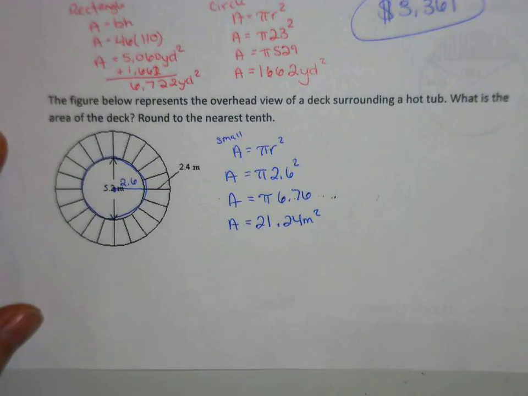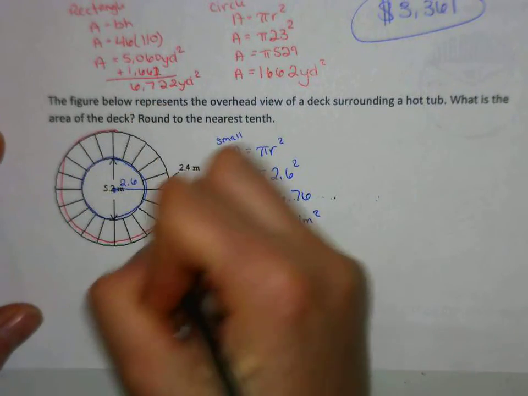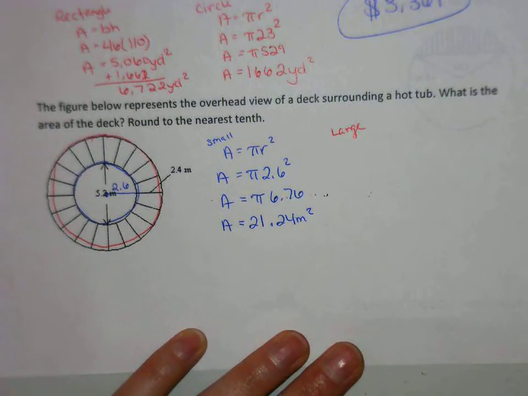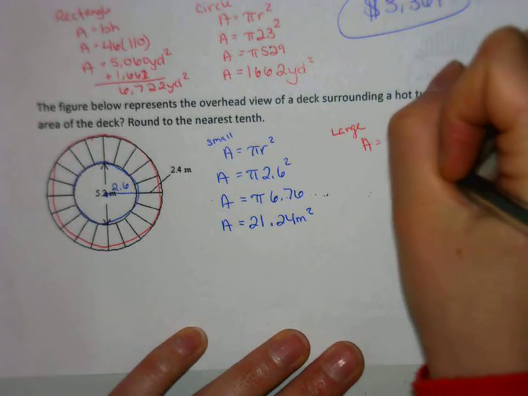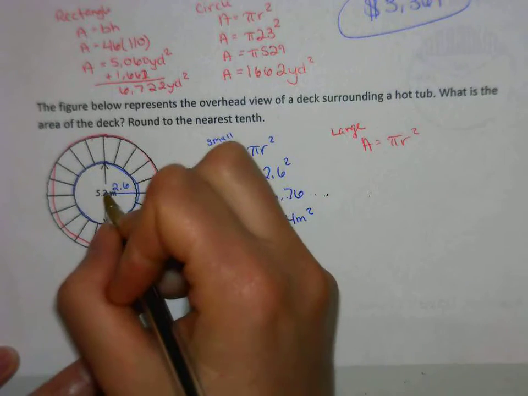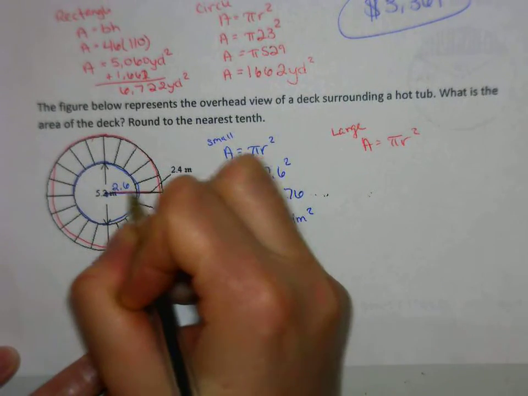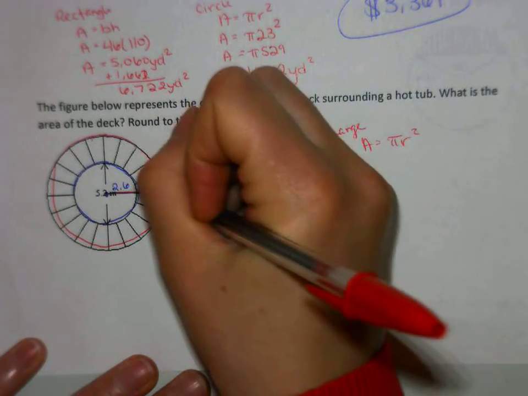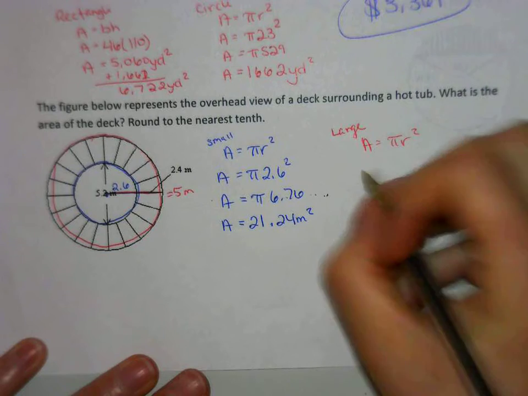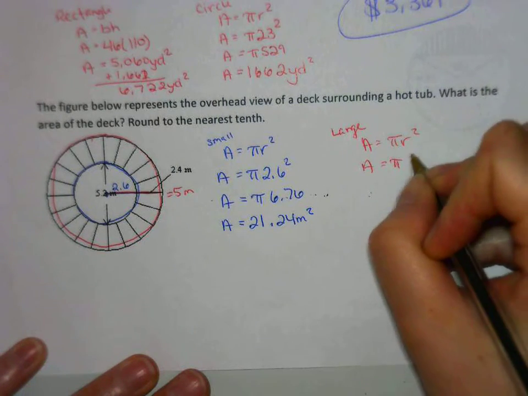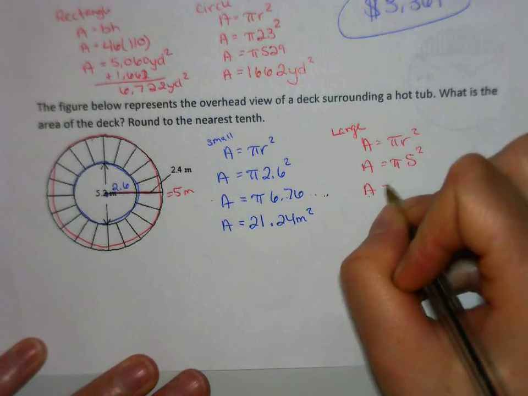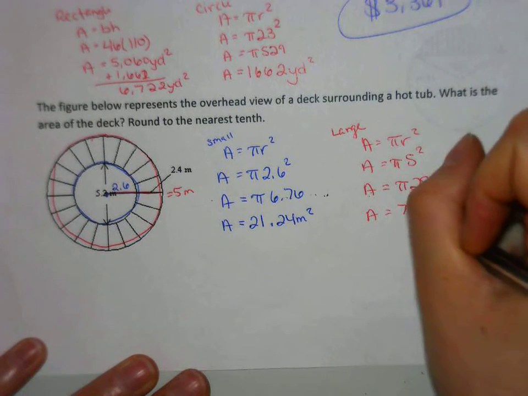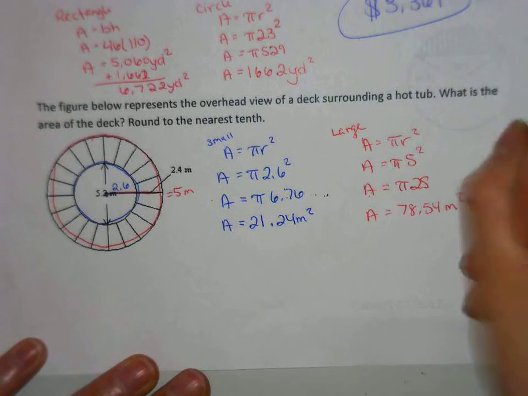So now we want to just look at finding the area of this whole circle, the whole thing. So the larger area. Still going to be with a circle, so pi r squared. So now the radius, still from the center, and we're going out, which is 2.6 and 2.4. So that is a total radius of 5 meters. So area equals 5 squared. So pi times 25 is 78 5400ths meters squared.